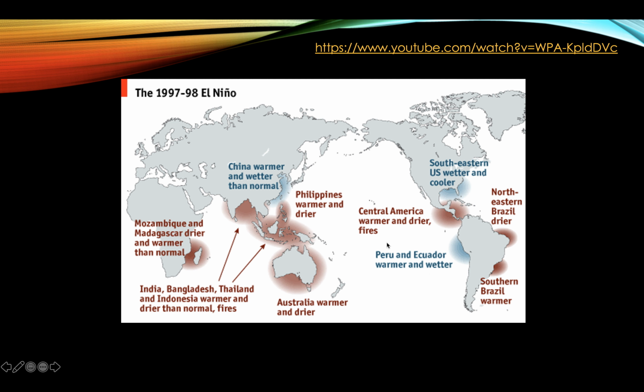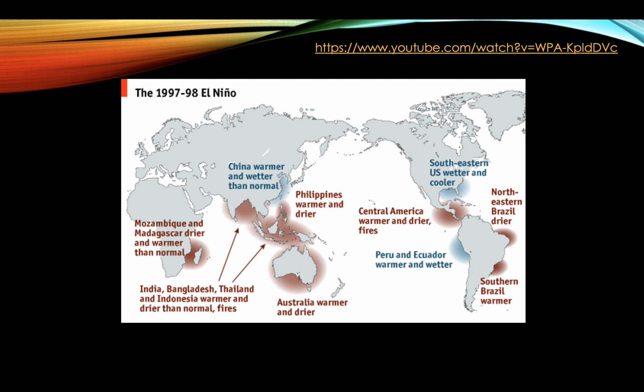So here we can see during El Nino in Peru and Ecuador, it's going to be warmer and wetter. In China, it will also be warmer and wetter than usual. But Australia will have heat waves. It'll be very dry and it'll have a lot of fires. Whereas in California, we know that we get a lot of rainfall and a lot of flooding.